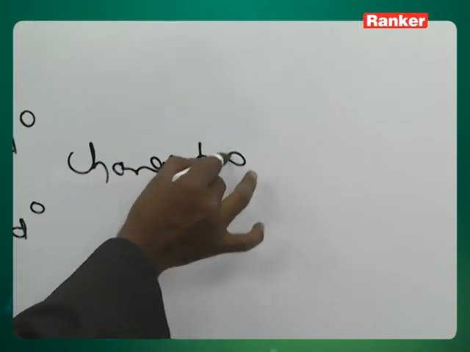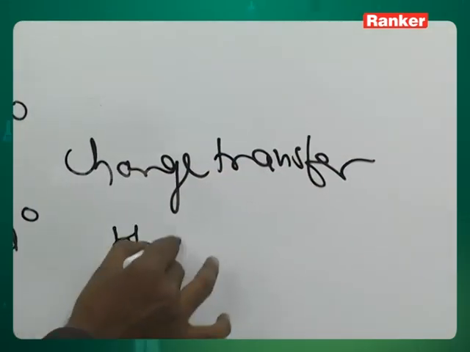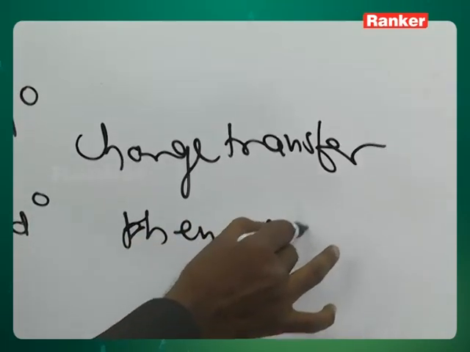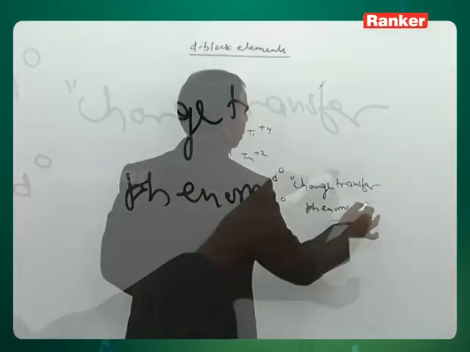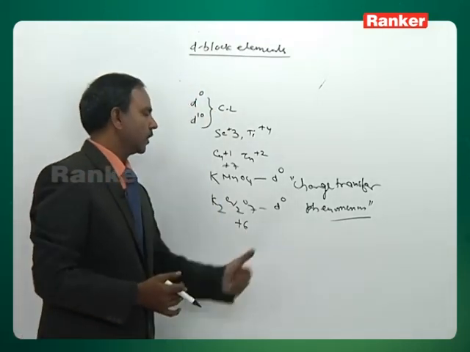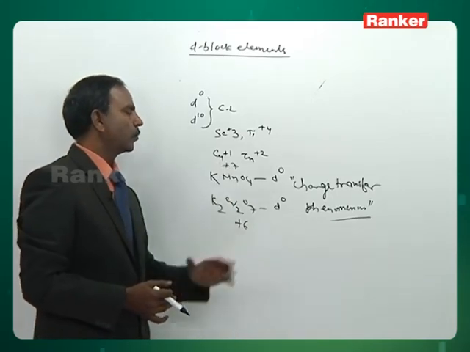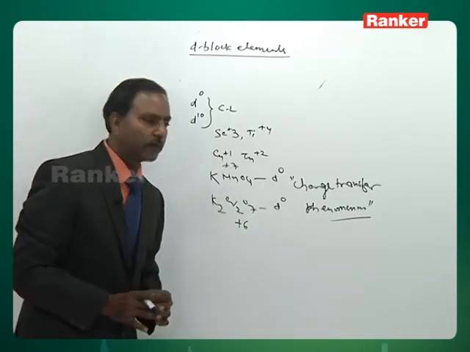Charge transfer phenomenon. It's very important to remember. KMnO4 and K2Cr2O7, even though d0 configuration, exhibit color, and this is due to charge transfer phenomenon.